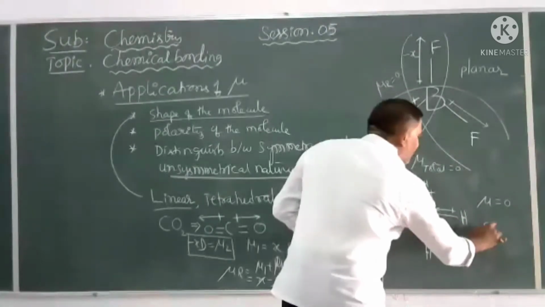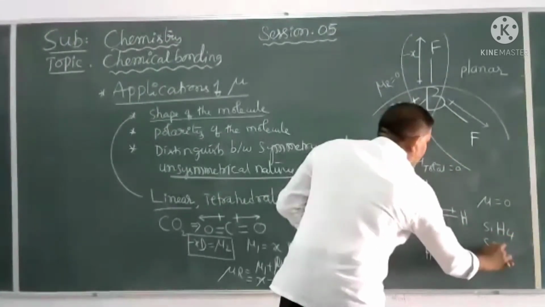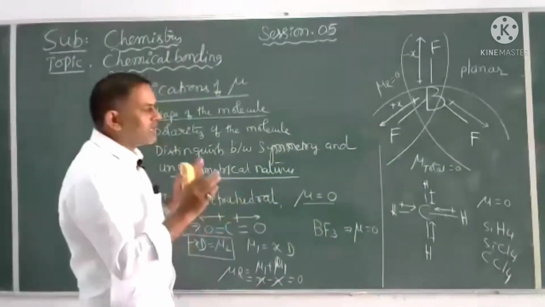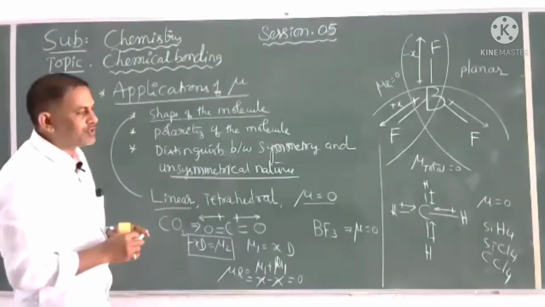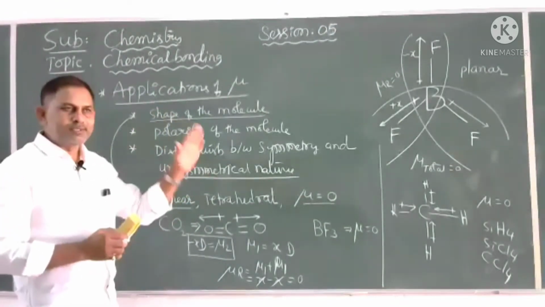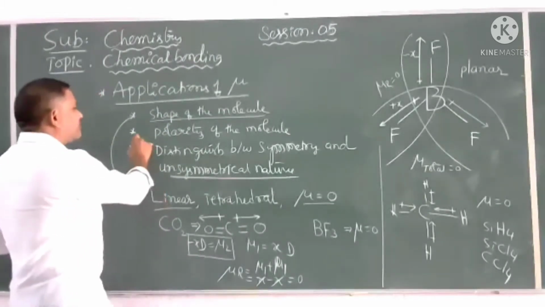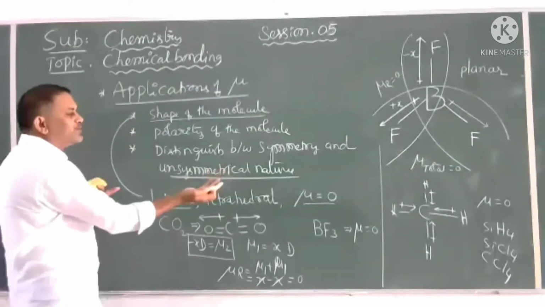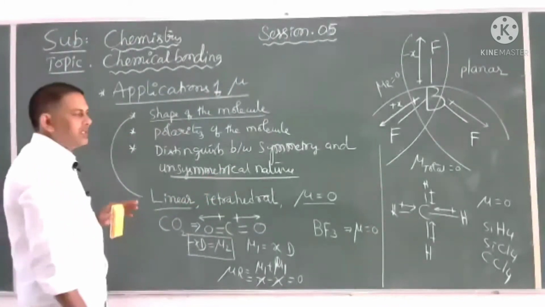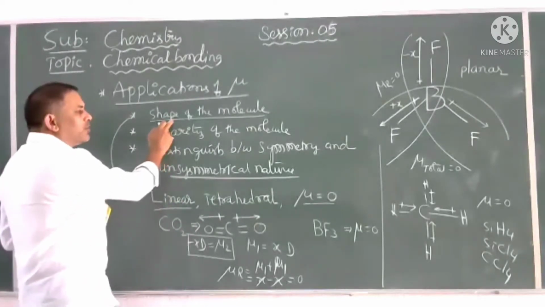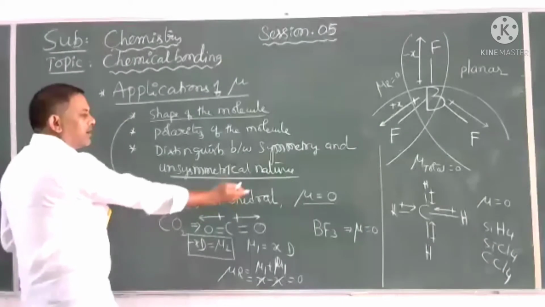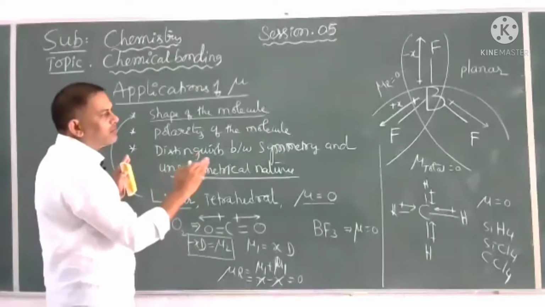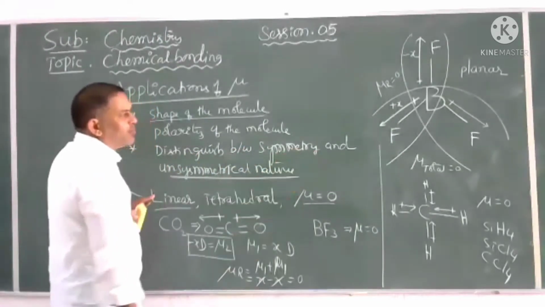Not only in this, SiH4, SiCl4 or CCl4, such molecules have tetrahedral geometry. Even though tetrahedral geometry, the moments cancel each other, and the resultant dipole moment must be equal to 0. So polarity of the molecule means moment is 0, there is no polarity, there are no charges. And the shape of the molecule, based on the shape, here linear, tetrahedral, and trigonal planar, for maximum of these shapes, dipole moment is 0.